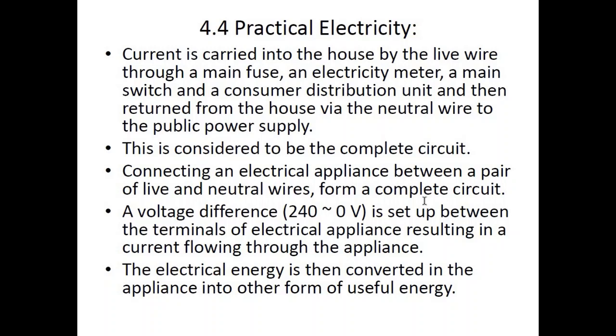Connecting an electrical appliance between a pair of live and neutral wire completes the circuit, and hence that appliance is able to draw power from the live and neutral wire and is able to work. A voltage difference from 0 to 240 volts is set up between the terminals of the electrical appliance, resulting in a current flowing through the appliance. The electrical energy is then converted in the appliance into any other form of energy depending upon what type of appliance it is.